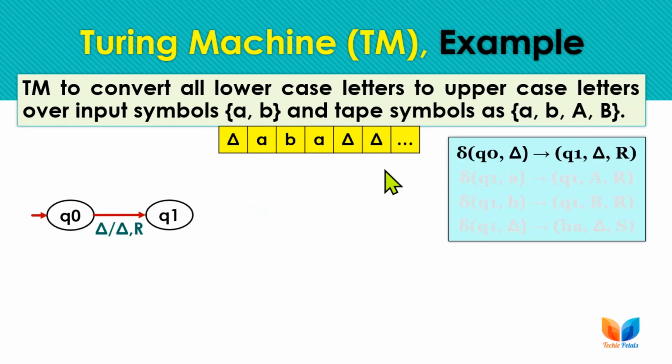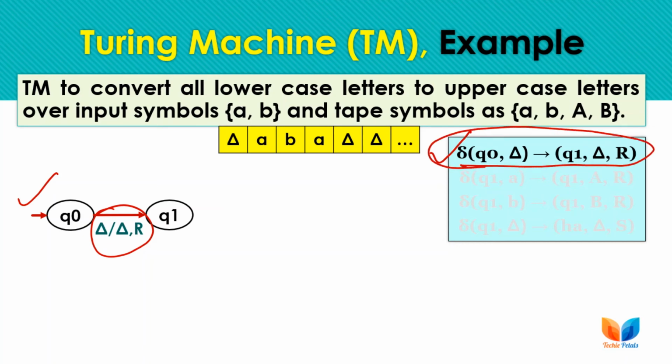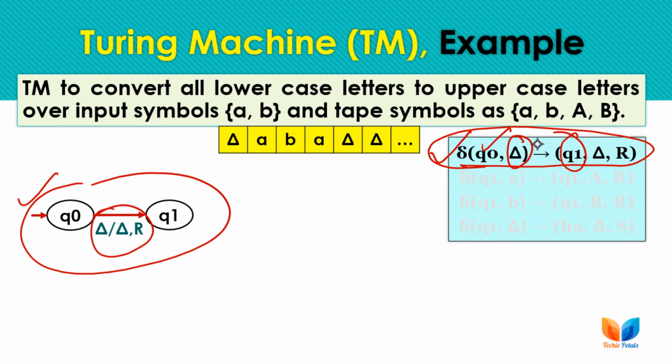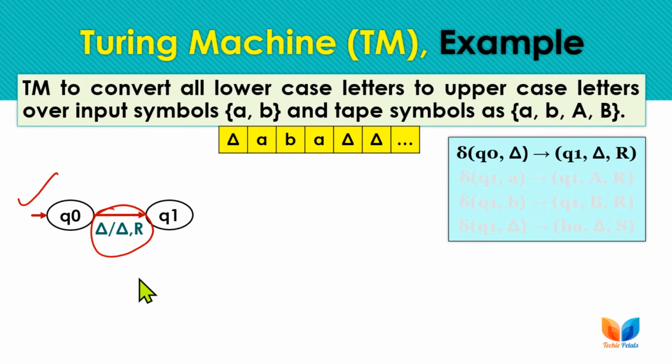So now, this is a transition from Q0 to Q1 after replacing the first blank with a blank, and the next symbol to be read is from the right. This is the format of writing the corresponding transition, and this is the corresponding transition diagram of the Turing machine. From Q0 we read a blank and move to Q1 after replacing this blank with a blank, and the next symbol is read from the right. So this is the way to write the transition and this is the way to draw the transition.